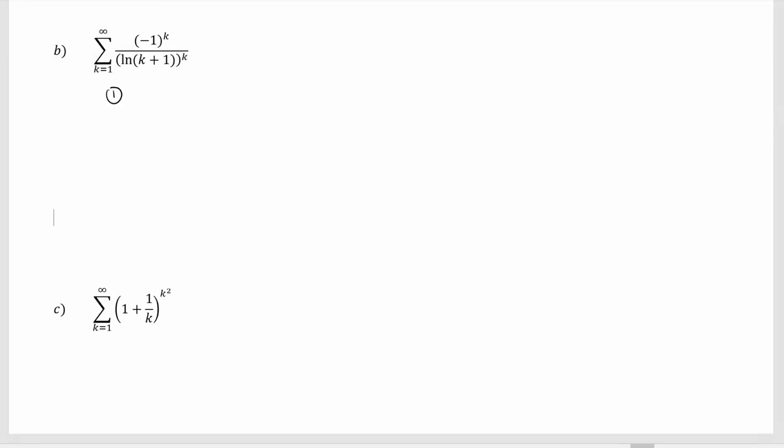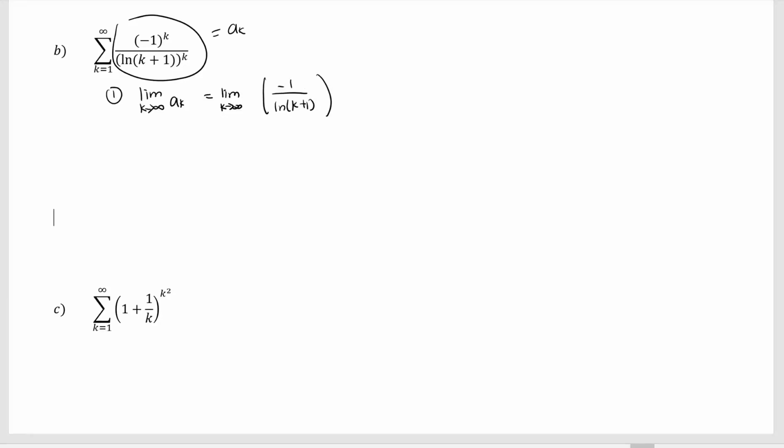First steps. So this is a sub k. Compute the limit of a sub k. Well, you can see this is 1 over ln of k plus 1, to the k. Sorry, it's everything to the k.